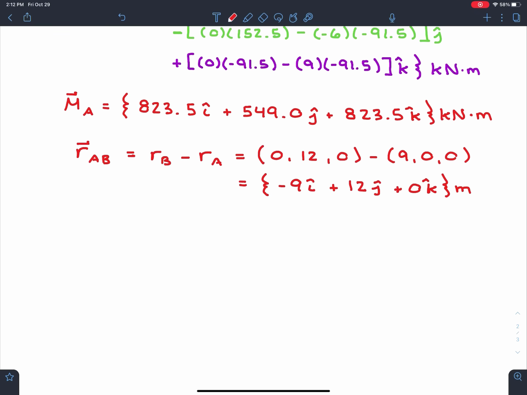Now, in order to find the actual unit vector, we have to take our position vector and divide it by the magnitude. So the next thing I need to do is say, okay, I have RAB. If I want the magnitude of RAB, all it's going to be is the square root of all the components squared. So I'm going to have negative 9 squared plus 12 squared plus technically 0 squared.